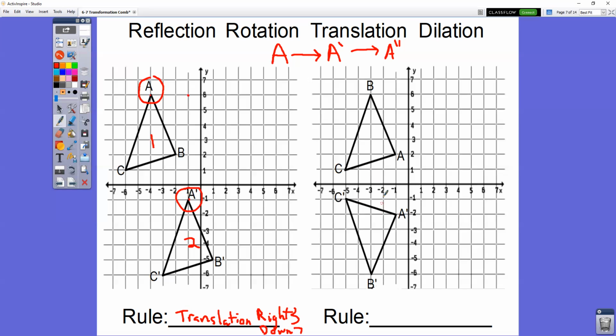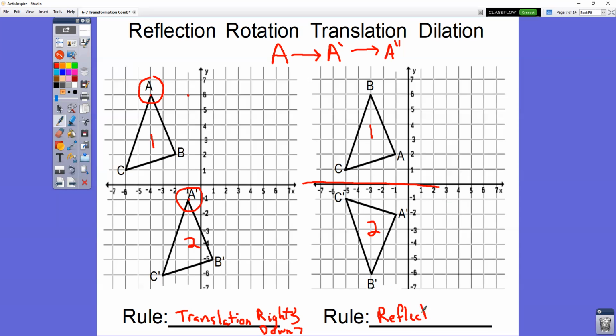Let's take a look at this second one. So we are going from this triangle without the primes to this triangle with the primes. Some people like to number them like this just to know how you're getting from one to the other. But remember, you're going without the little apostrophe to with the little apostrophe. So when I take a look at this one, I can see that it is that mirror opposite image. It's being flipped over this line. All right, it's being flipped over that line because it's that mirror opposite image. Therefore, it has to be a reflection.